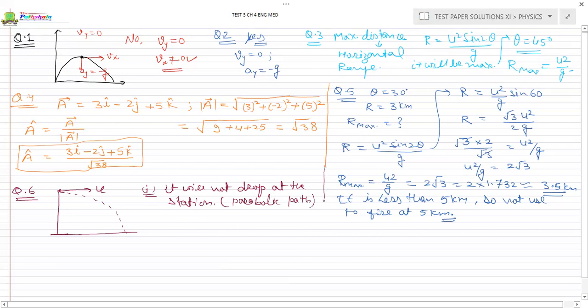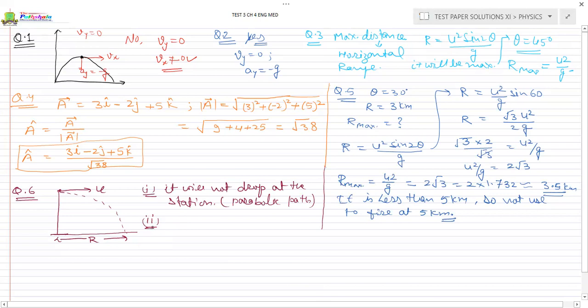Okay, so it will not drop at the station. So the first answer is this. Now the second, how far will the bomb drop from the station? That means what you want to find out? You want to find out this R. So in the second case, we will find out the R.